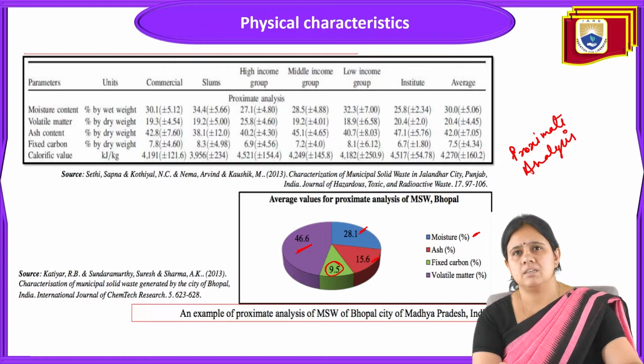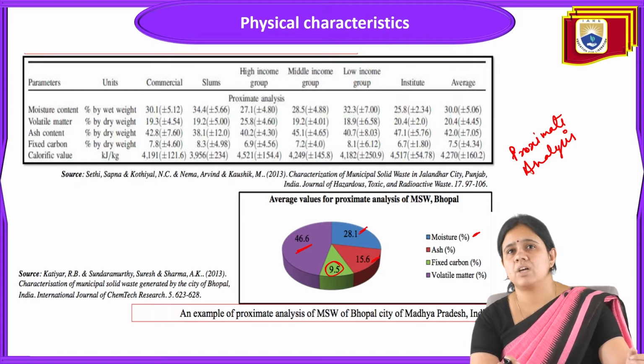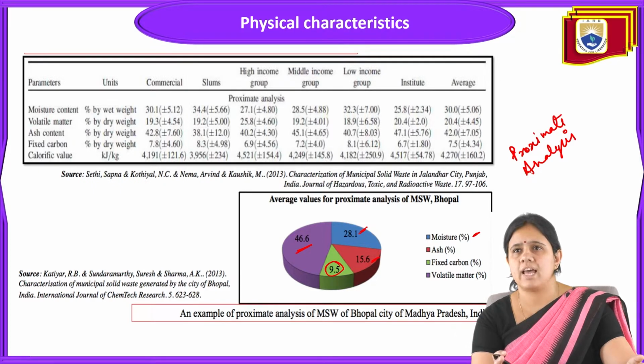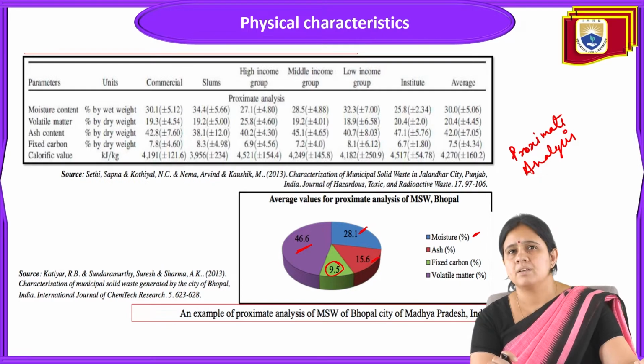You can see that different groups are there, with their proximate analysis given for commercial sites, slums, high income group, middle income group, and LIG, lower income group, and some institutes as well. The average moisture is about 30% for the waste generated in Bhopal city. The moisture content is around 30% in commercial areas, and in the slum it is more, up to 34%.